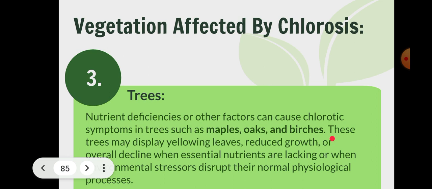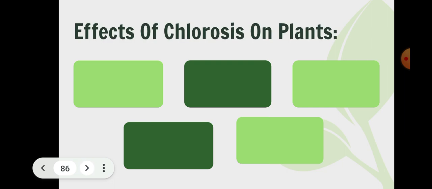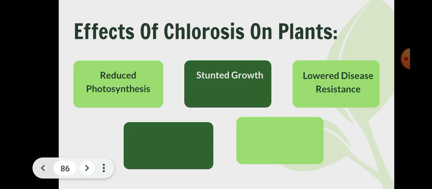These can develop yellowing leaves, reduced growth, or an overall decline when the essential nutrients are lacking and the needs are not properly met. Now I'll be talking about the effect of chlorosis on plants, which includes reduced photosynthesis, stunted growth, lower disease resistance, impact on production, and lower yield.